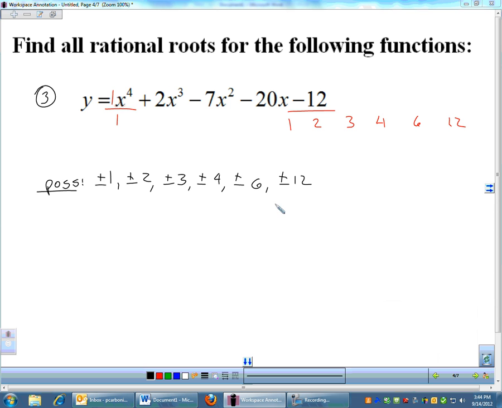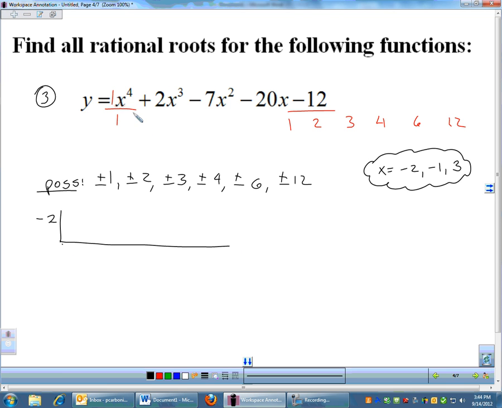And after looking at the graph, I have the graph sitting here next to me. It looks like I have a root. I'm hitting my x-axis at -2, at -1, and at +3. Those are what look like roots, and then we need to verify whether or not those actually are roots, and the way we test them is with synthetic division. So I'll do -2 into my polynomial, and I'm using synthetic, so I'll just write down the coefficients: 1, 2, -7, -20, and -12.